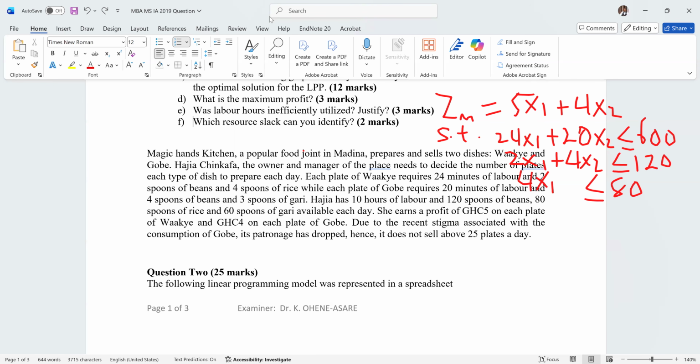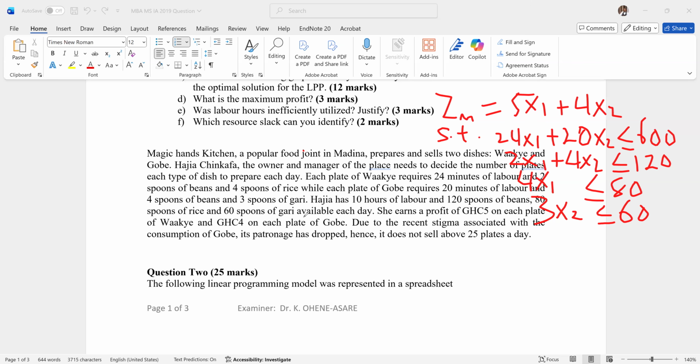Let's go to another person who can give us how to formulate. Yes, Tahiru. Yes, sir. So 3x2 less than or equal to 60. Very good. So you get 3x2 less than or equal to 60. What constraint is that? That's the gari constraint. Exactly.